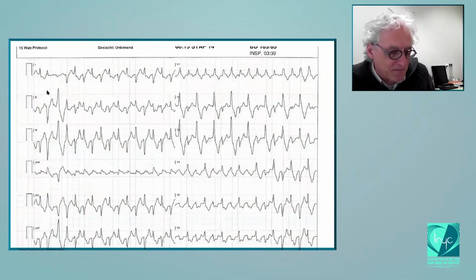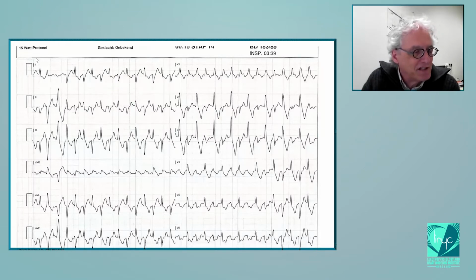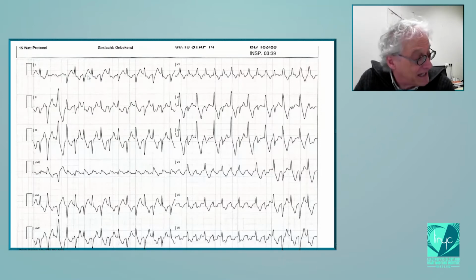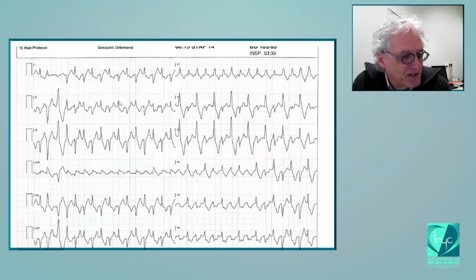Do you see my screen? Yes, we do. So this is an ECG from a patient here at the AMC who has been diagnosed with CPVT, catecholaminergic polymorphic ventricular tachycardia. It's always a very complicated name. This patient was subjected to an exercise test, and at a certain moment, this was his ECG.